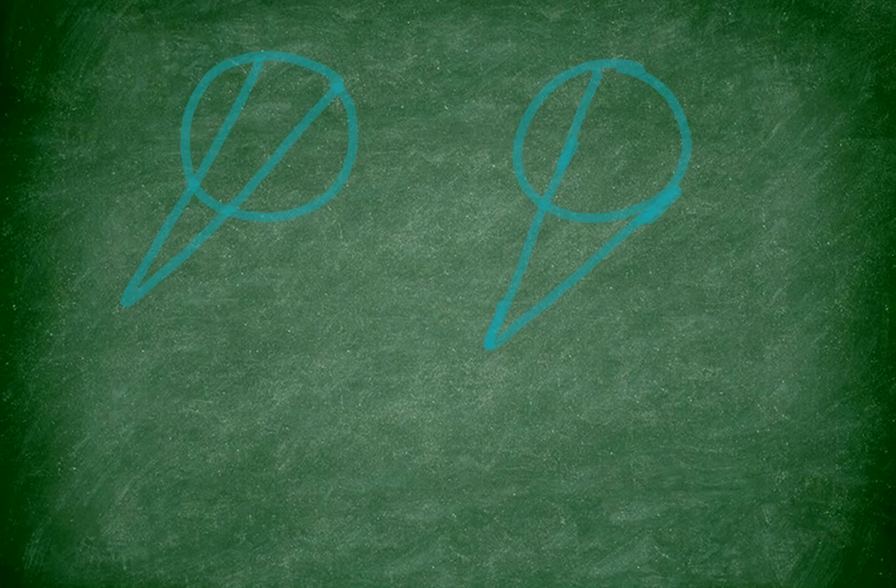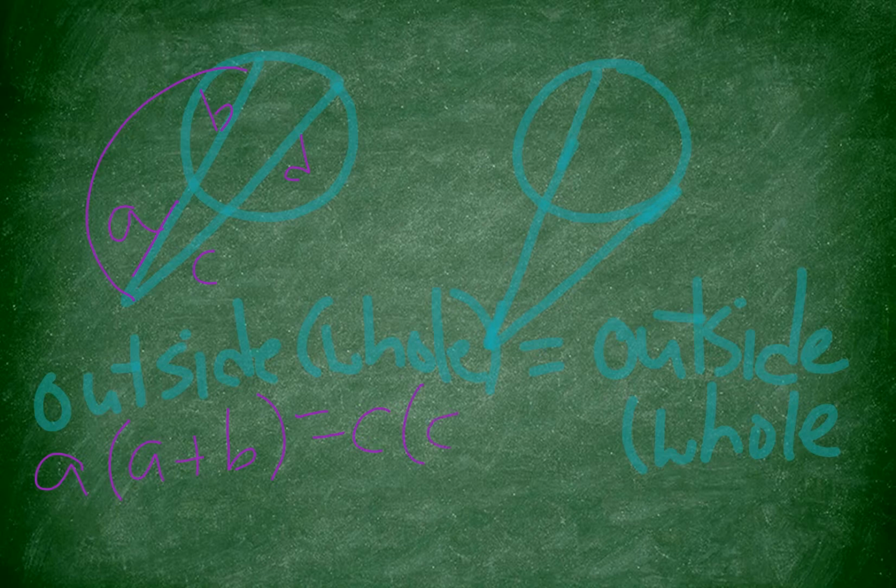And for that, you just remember that it's going to be outside times the whole, equals the outside times the whole. And what that means is, if I call this A, and this B, and this C, and this D, it's going to be A times A plus B, because it's the part times the whole thing, and that equals C times C plus D. So again, outside times the whole.